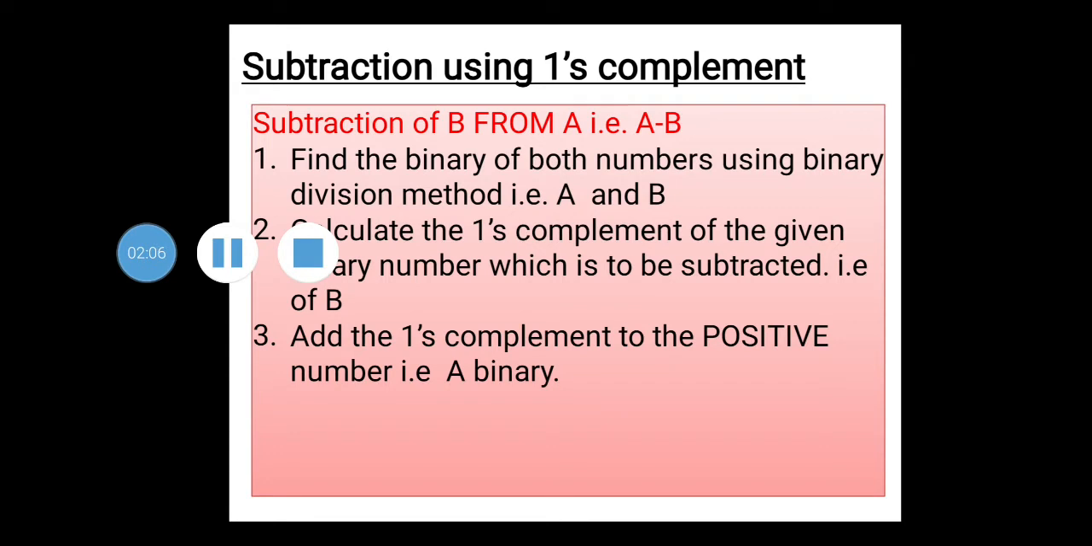So subtraction of b from a, that is a minus b. Always the first number, a, will be positive, and the second number will always be subtracted from a. So the second number is minus b. In this method, the given numbers a and b may be in decimal form or they may be given in binary form.